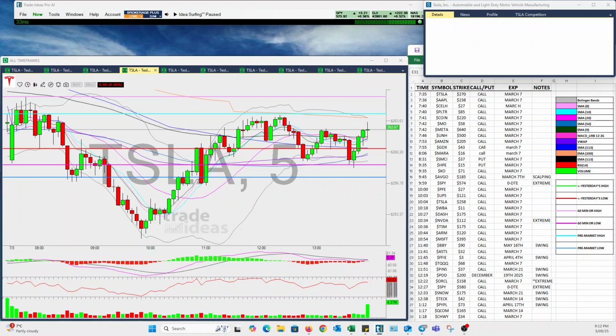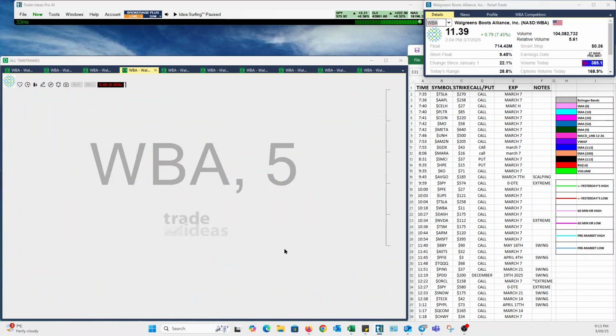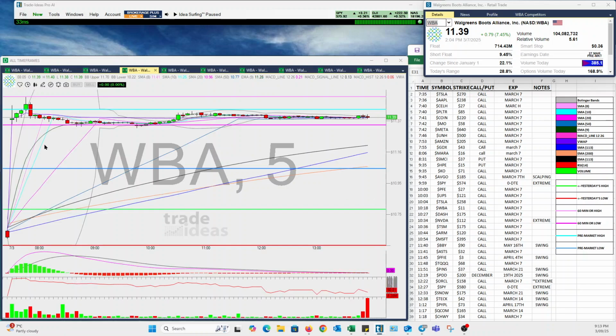WBA, is that Walgreens? Yeah, it is. Okay. So WBA was a call given out at 10.18. This chart looks just like the other one we looked at. I can't remember which one it was, but it had a huge jump first thing in the morning, and then it just trades sideways all day.